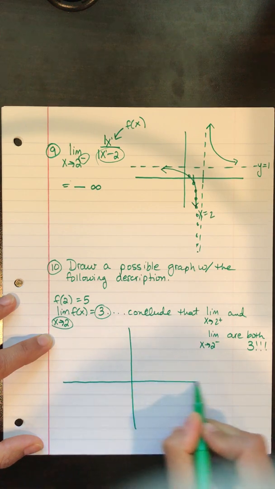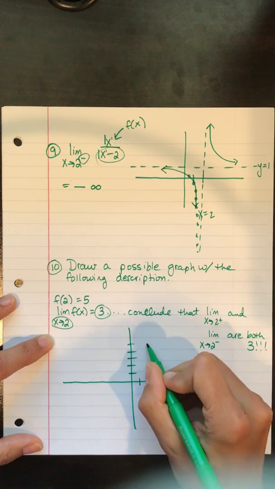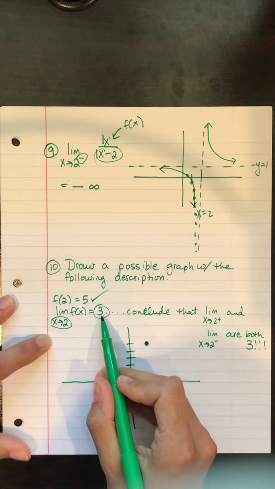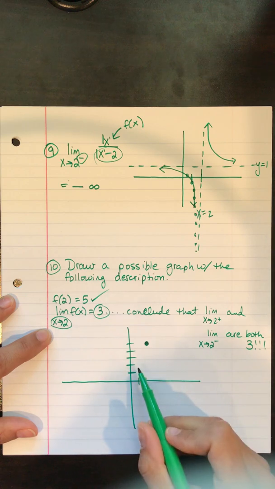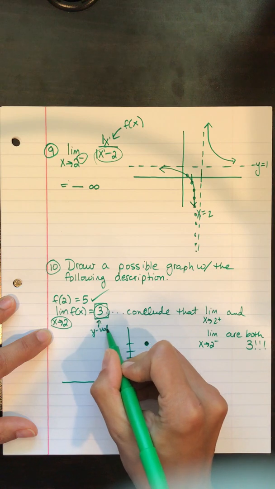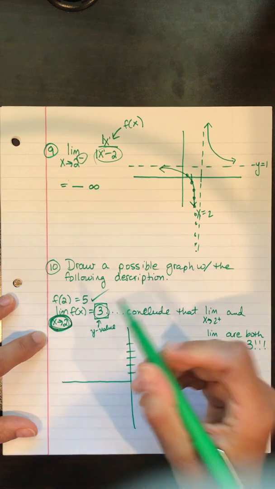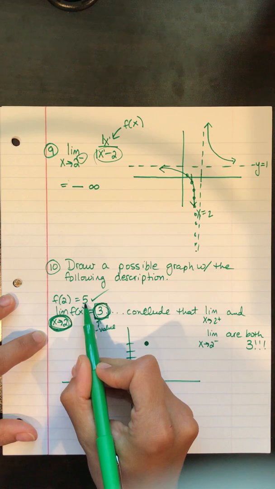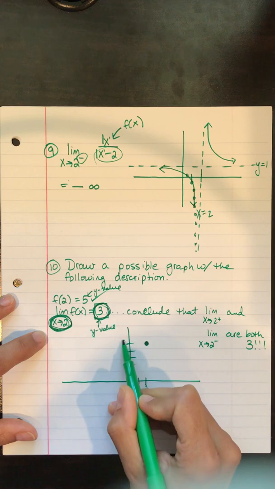First things first, plot that point. 2, 5. 2, 1, 2, 3, 4, 5. There it is. F of 2 equals 5. Check. Now I have to draw a graph that from the right and from the left meets up at y equals 3. So at 2, the y value of this graph has to meet up at 3. But guess what? It already has a y value of 5 when x is 2. How could that be?